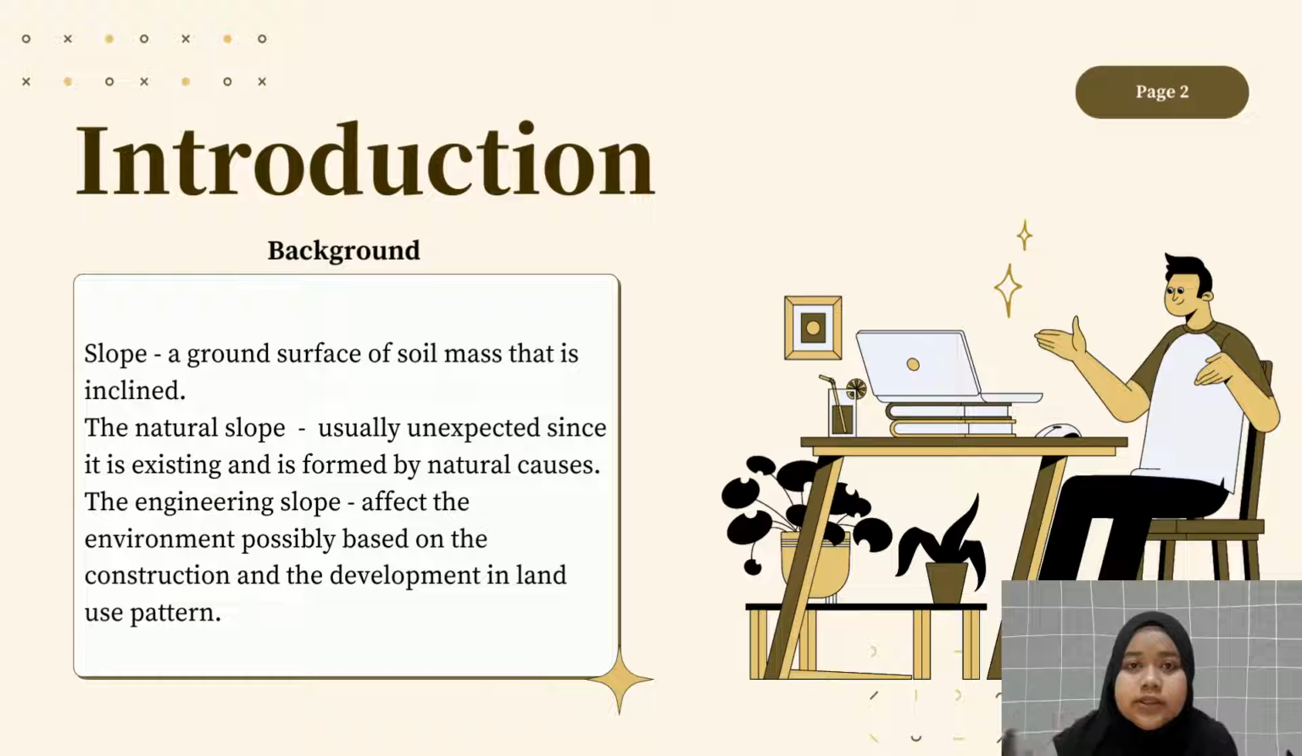So I will present about chapter 1. First, background. Slope is the ground surface of soil mass that is inclined. Slope has two types. First, the natural slope, usually unexpected since it is existing and formed by natural causes. Second, the human-made slope, which affects the environment, possibly based on the construction and the development in land use pattern.